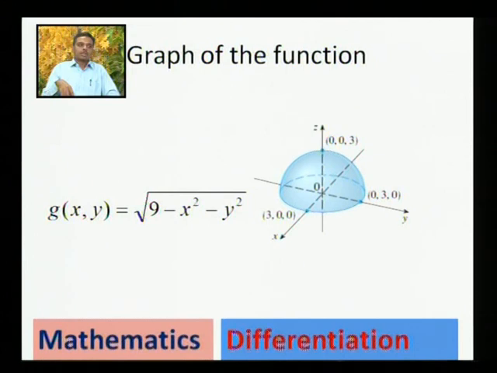Same way you can take this function g(x, y) equals square root of 9 minus x square minus y square. Now you can see the graph of this function is the upper hemisphere, which is denoted like this in a bluish shaded area. You can see here a 3-dimensional figure.